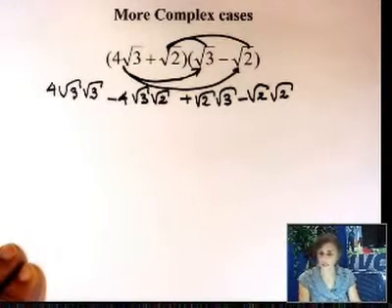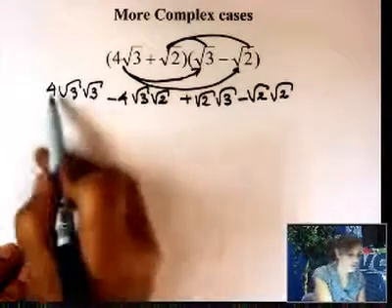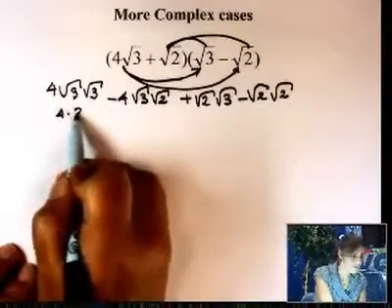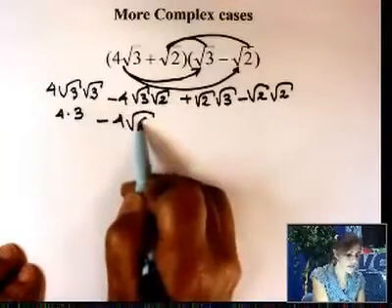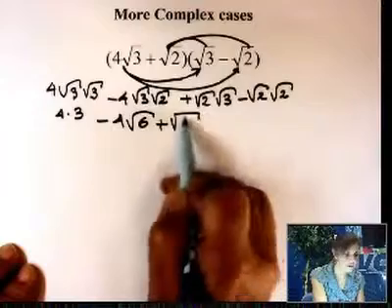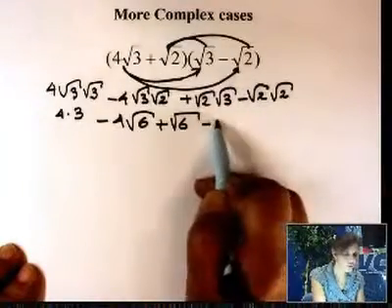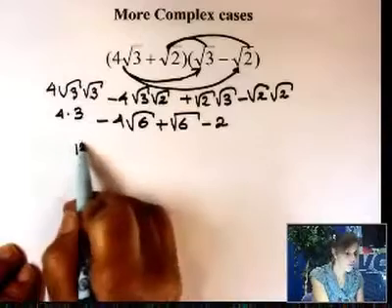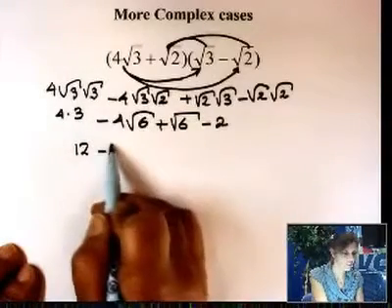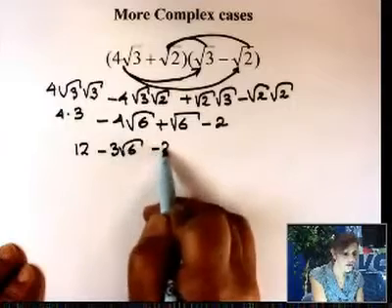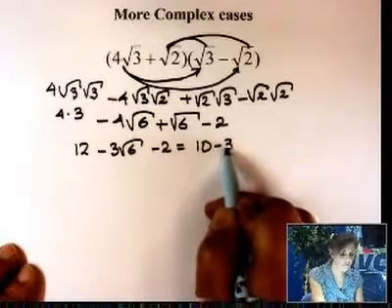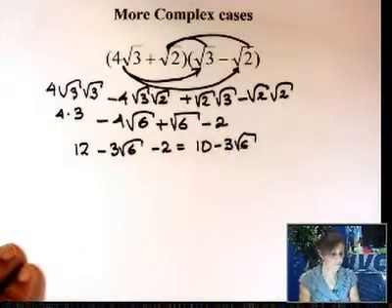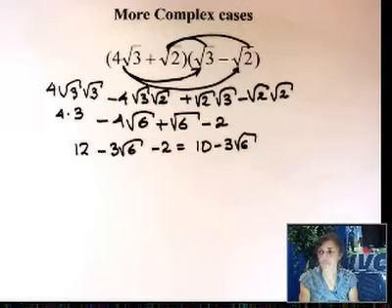Okay, let's look at that. What does this give you? 4 times 3. What does this give you? Negative 4 rad 6. What does that give you? Rad 6. And what is that? Negative 2. All right, this one is 12. Negative 4 plus 1, that's negative 3. Minus 2, which ends up being 12 minus 2, 10. Minus 3 rad 6. Okay, that's as pretty as it gets. And this was a complex case.